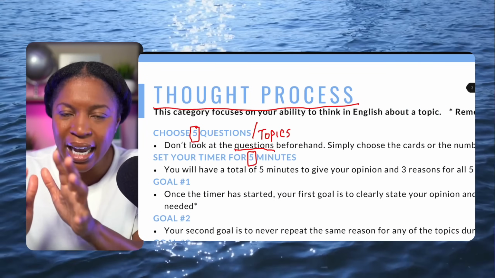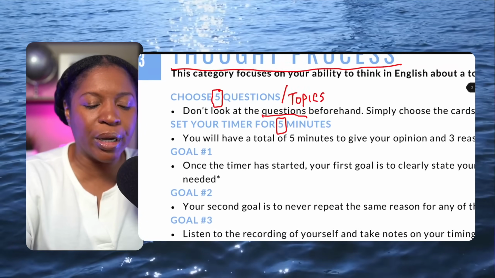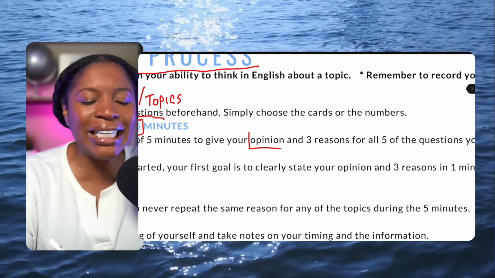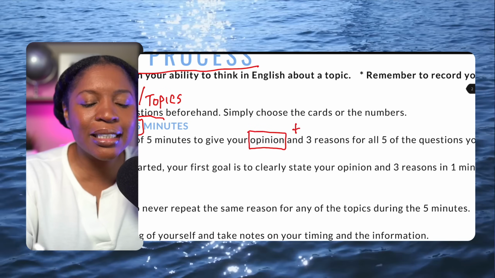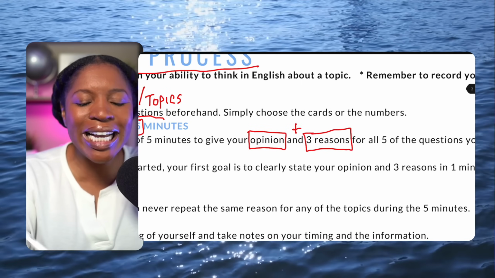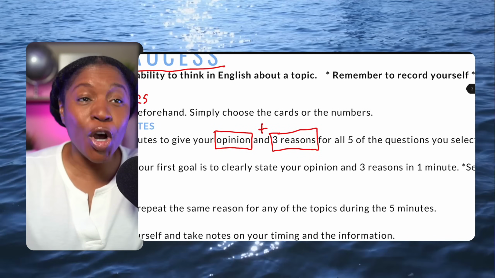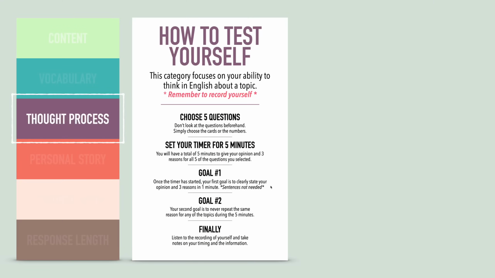Again, we're testing your thought process. Again, this is how you see if you are fluent. You have 5 minutes to give your opinion plus 3 reasons for each of the 5 questions. So no matter which questions you choose, you have to give your opinion and support your opinion with 3 reasons. Again, this category is important, seeing your thought process.